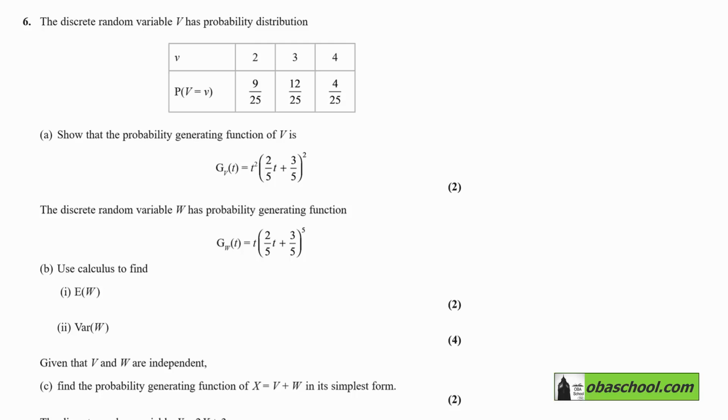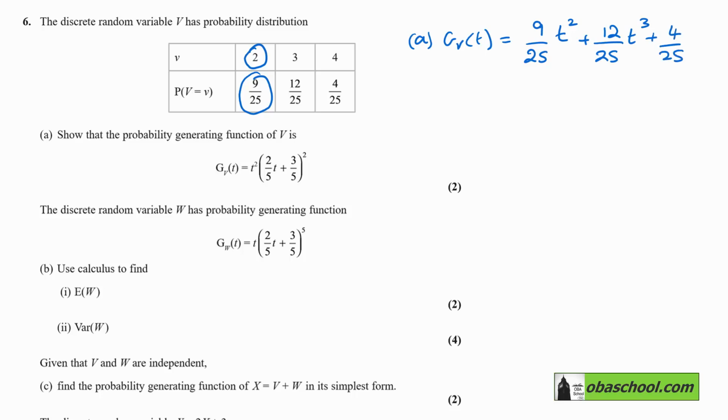Well, we know that the probability generating function uses the probabilities as coefficients. So we've got 9 over 25, and that will be t squared because the power is the value of v for that coefficient or that probability. So following that, we're now going to get 12 over 25 t cubed and 4 over 25 t to the power 4.